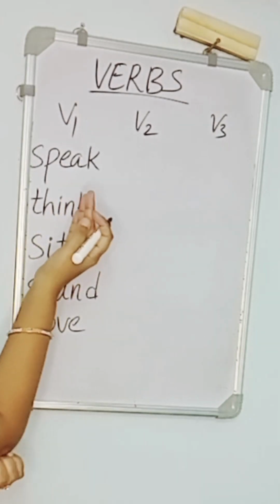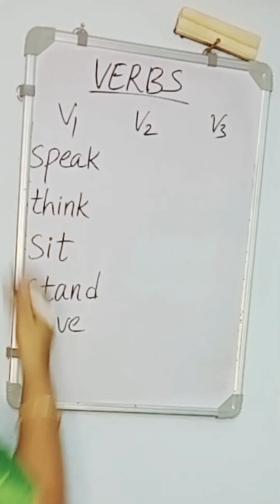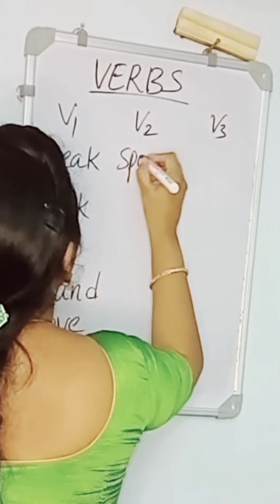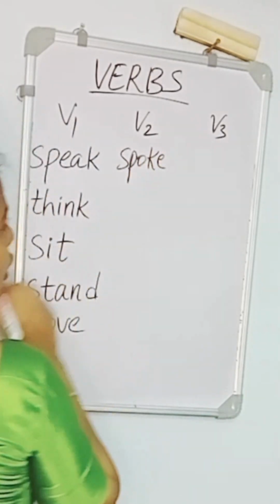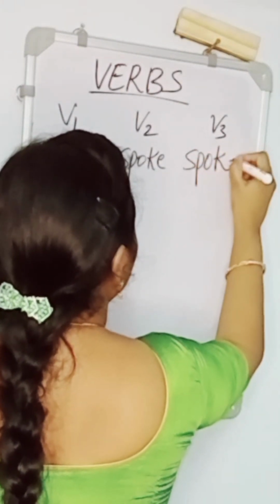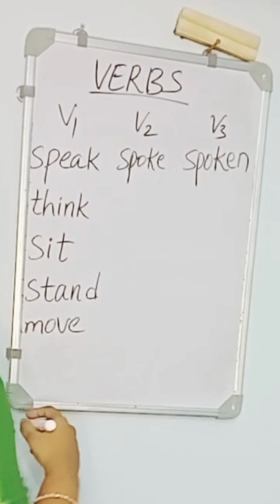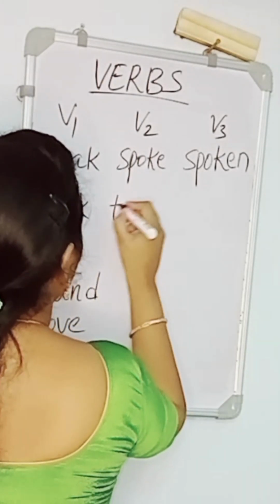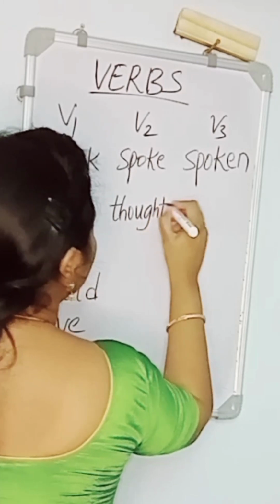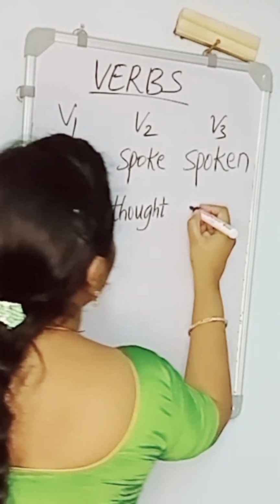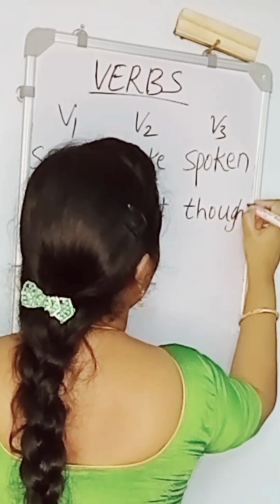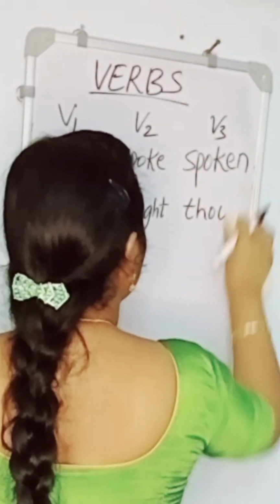Now we will see V2 and V3 forms for V1. Speak, spoke. What is that? Spoke. And V3, spoken. What is that? Spoken. Think. Thought. What is that? Thought. V3 also same. Thought.